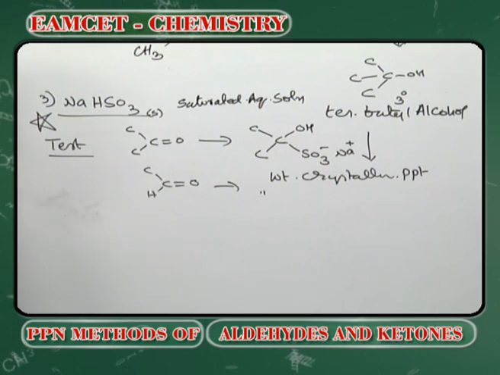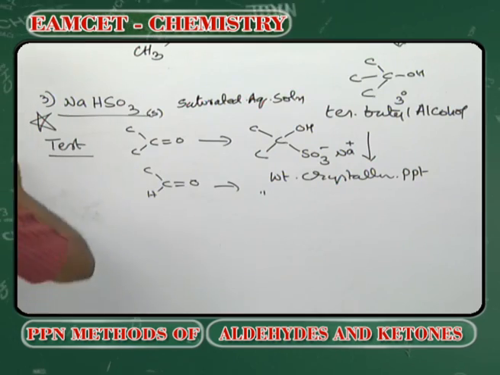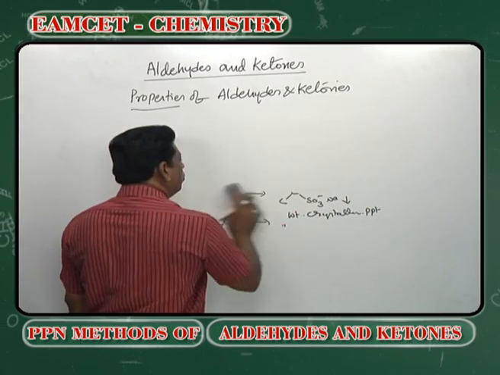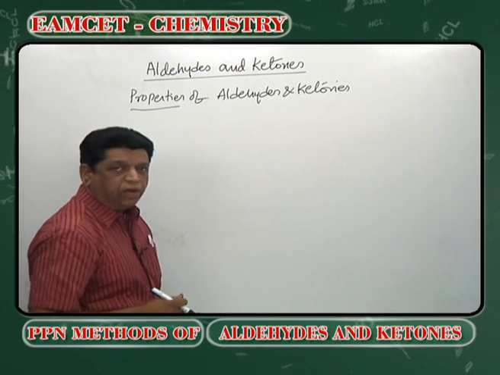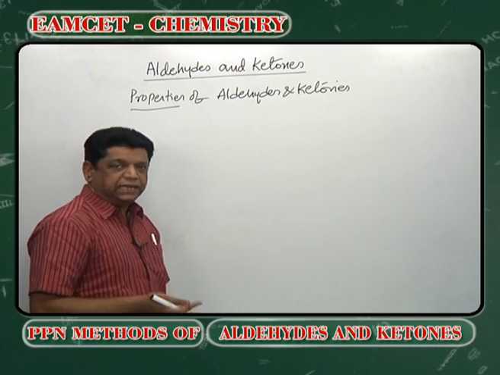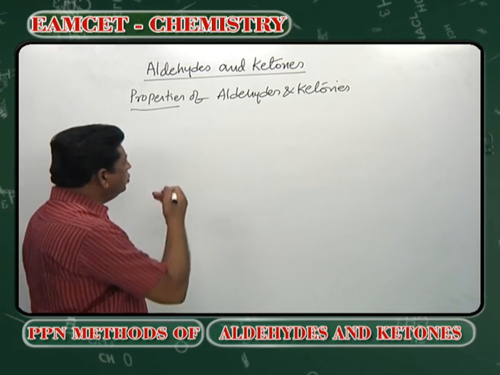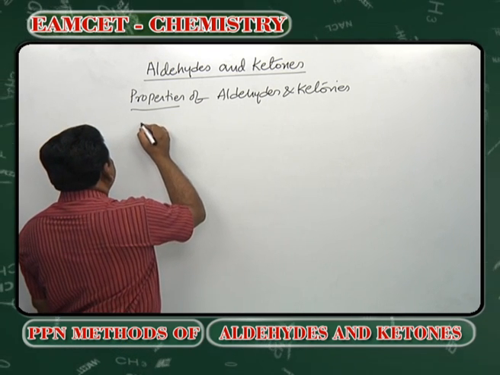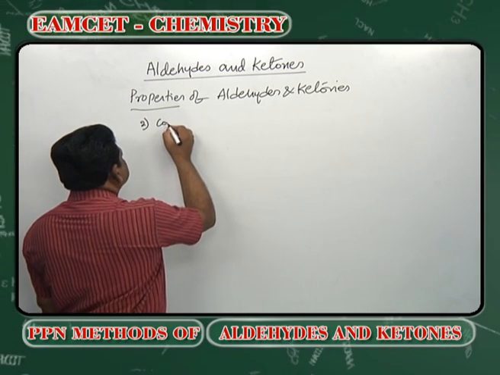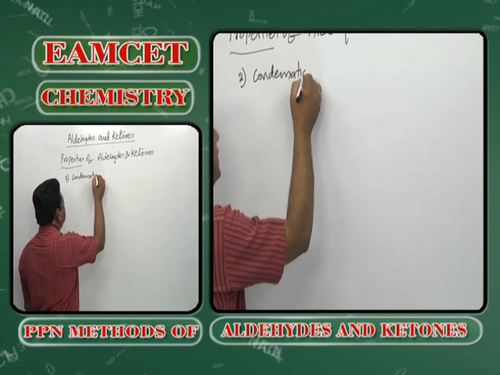The corresponding compound is formed. It is a nucleophilic addition reaction once again, right? You can add water, you can add ammonia, you can add alcohol. With alcohol, hemiacetals and acetals are formed. With water, hydrated products are formed. So a huge number of nucleophilic addition reactions are there. But let us go for the second type of reactions, called condensation reactions.